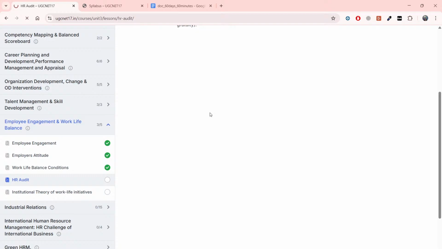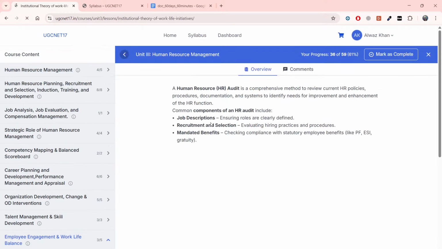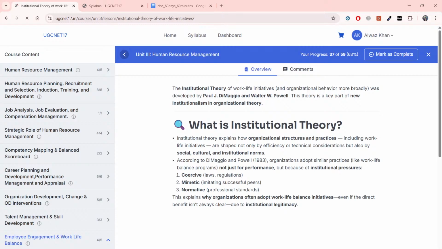Last is institutional theory of work-life initiatives. The institutional theory of work-life initiatives, and of organizational behavior more broadly, was developed by Paul J. DiMaggio and Walter W. Powell. This theory is a key part of new institutionalism and organizational theory.